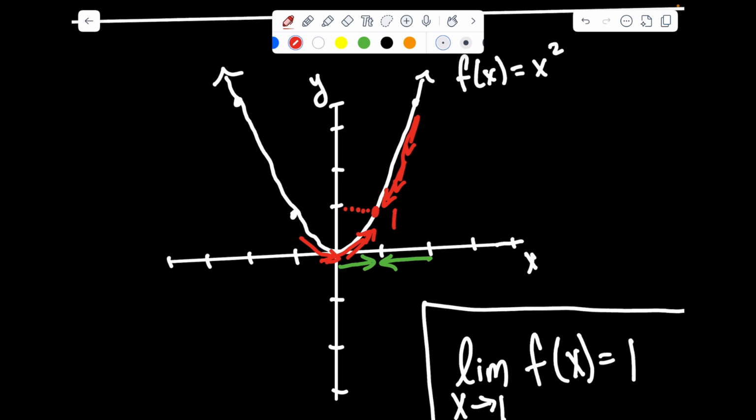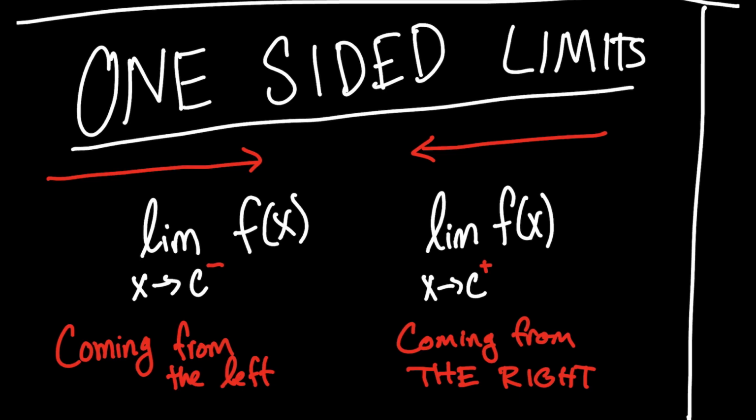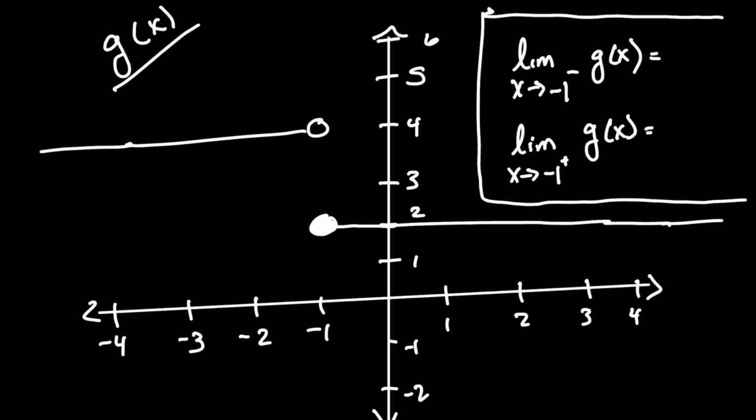We also have this notion of a one-sided limit. Limits don't need to come in from both sides. We denote a left-sided limit, coming in from the left side, with a negative sign, and we denote a right-sided limit, coming in from the right side, with a positive sign above the c. This one is only analyzed coming in from the right, and this one is only analyzed coming in from the left. All right, let's go ahead and do these one-sided limits real quick.